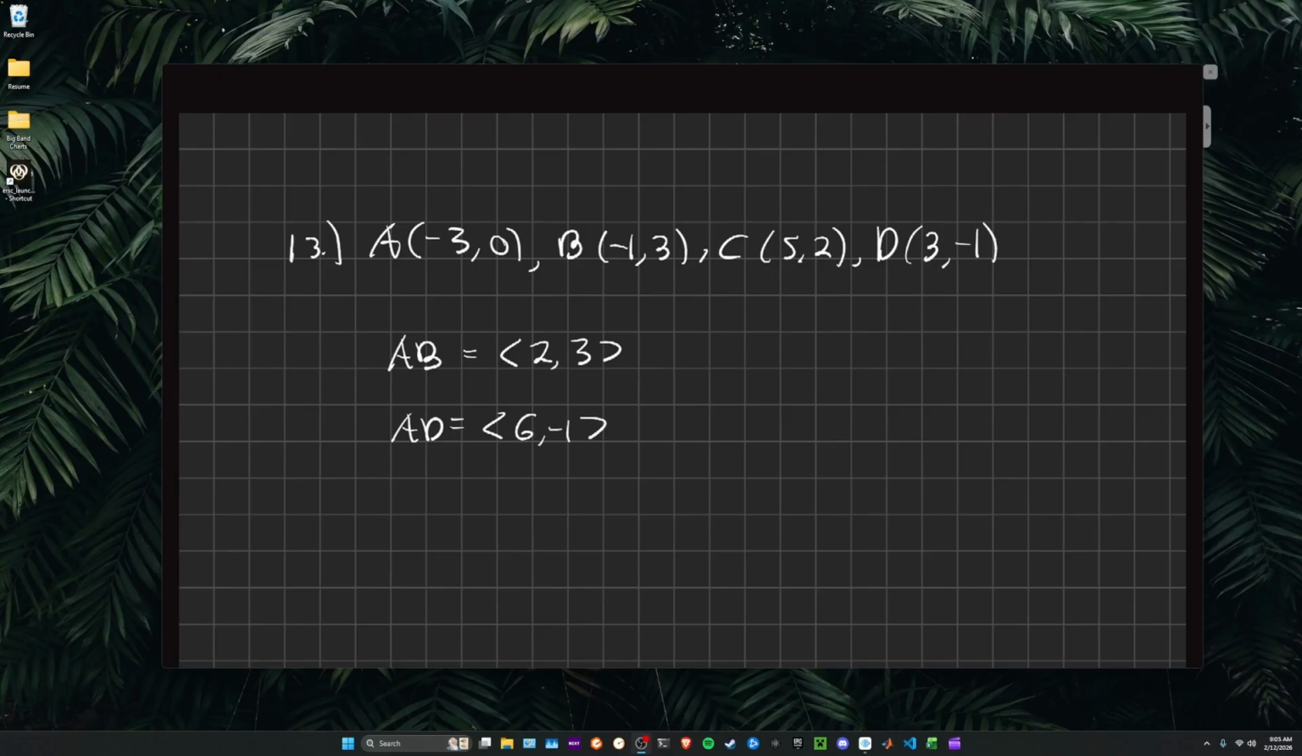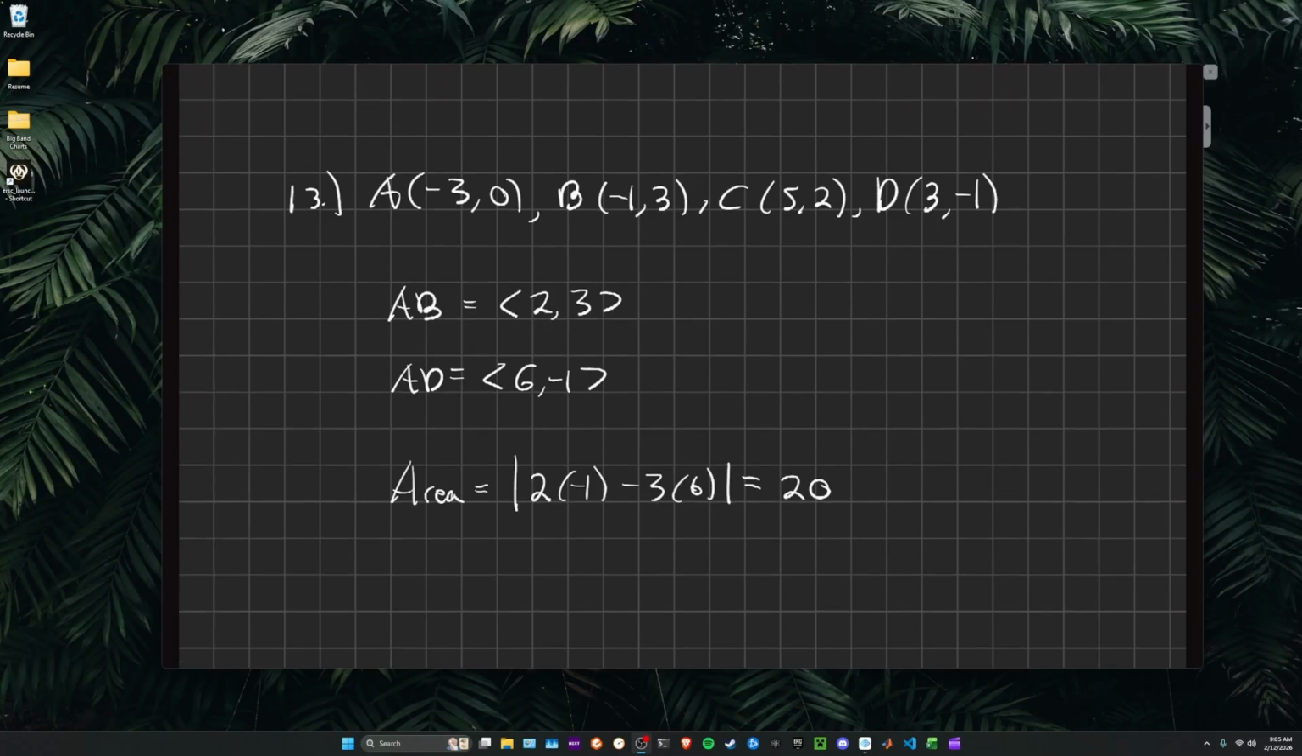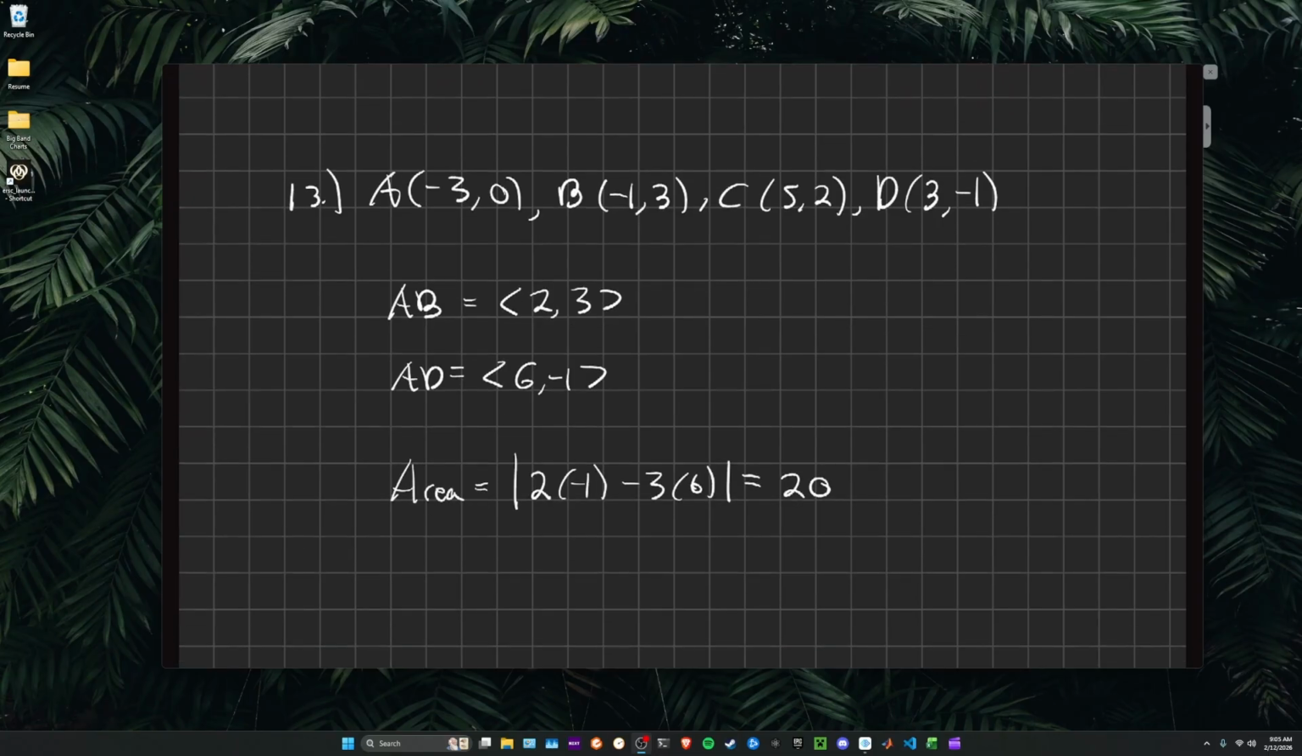Okay, so the area of this parallelogram is famously given by the magnitude of the 2D cross product. So this would be, say our area is 2 times -1 minus 3 times 6, the absolute value, which would be 20.